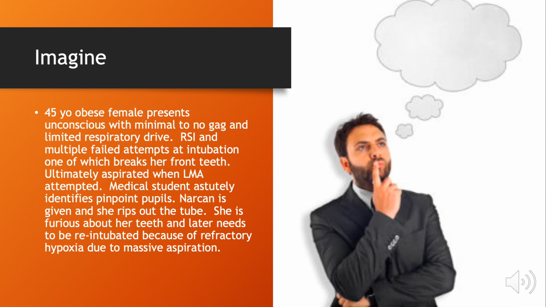How about this one? A 45-year-old obese female presents unconscious with minimal to no gag and limited respiratory drive. RSI and multiple failed attempts at intubation, one of which breaks her front teeth. And then ultimately she aspirated when the LMA was attempted. An astute medical student identifies pinpoint pupils. Narcan is given, and she rips out the tube. She is furious about her teeth and later needs to be reintubated because of her refractory hypoxia due to her massive aspiration. Could that have been avoided? All you would have had to do is check for reversible causes. This is essential.